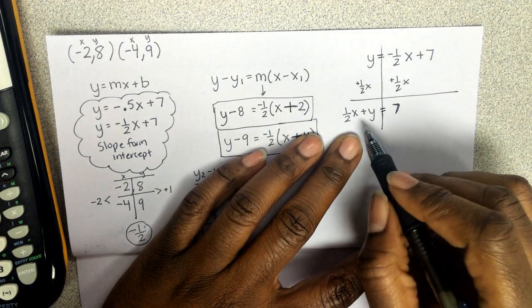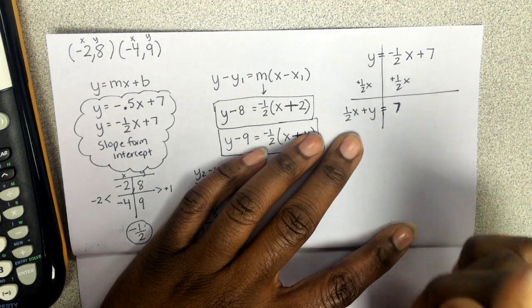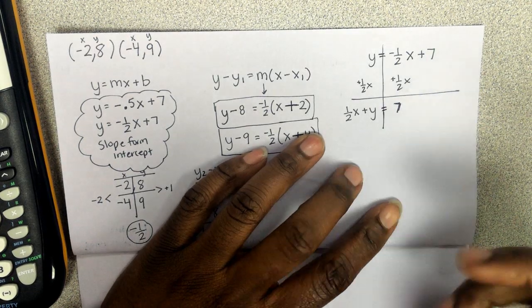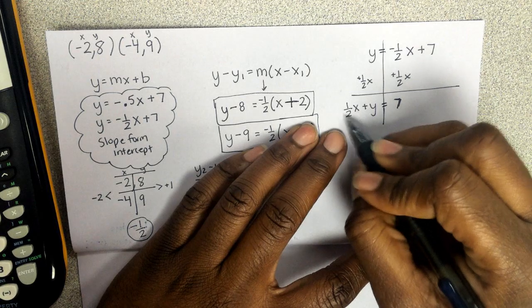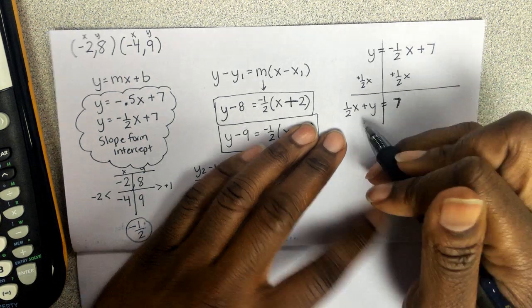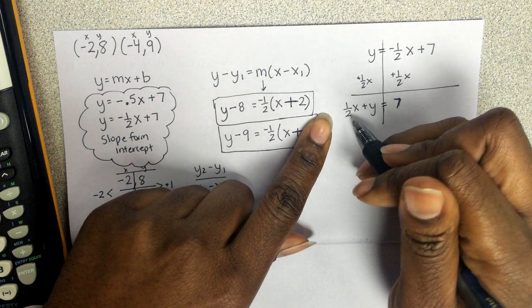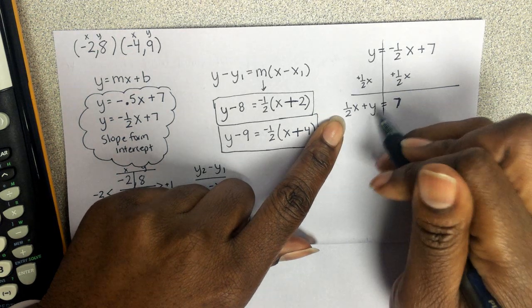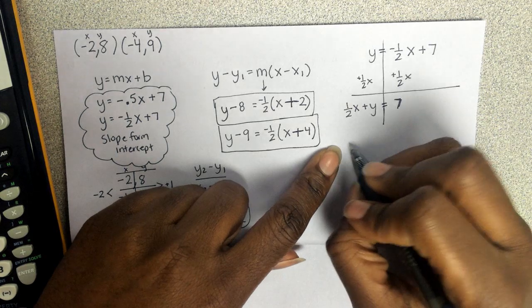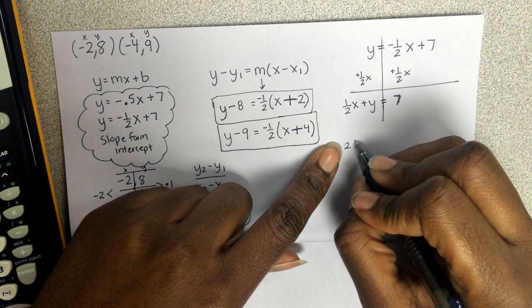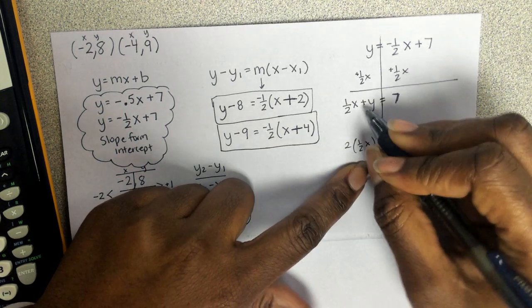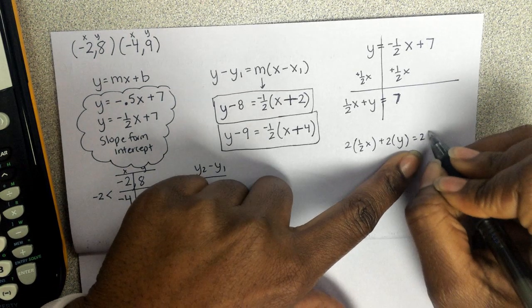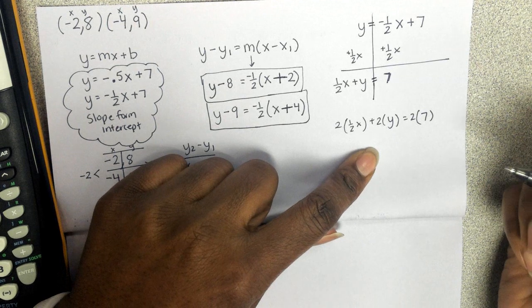Now remember, standard form means that I have my X and my Y on the same side of the equals. So technically, this is standard form, but one of the stupid rules about the stupid standard form is that you cannot have any fractions. So in order for me to get rid of this fraction, whatever this bottom number is, I'm going to multiply everything by it. So I've got to multiply 2 times the half X, and 2 times the positive Y, and then 2 times that 7.